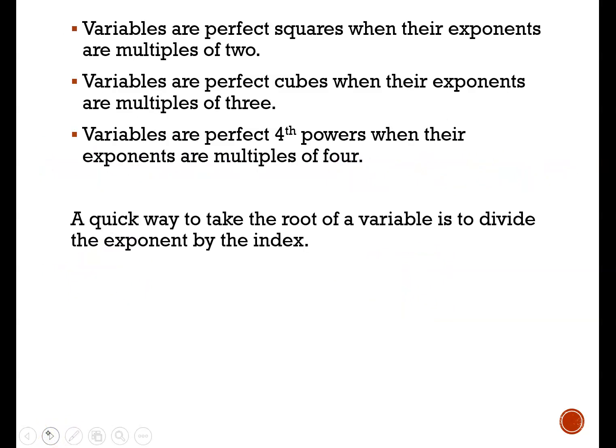So we've been doing numbers. Let's also talk about variables. We know that in the lists we made of perfect squares, variables are perfect squares when their exponents are multiples of 2. They're perfect cubes when their exponents are multiples of 3, and you could keep going to perfect 4th powers and so on.